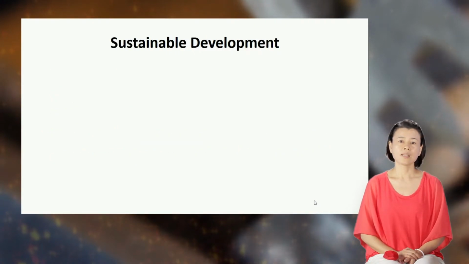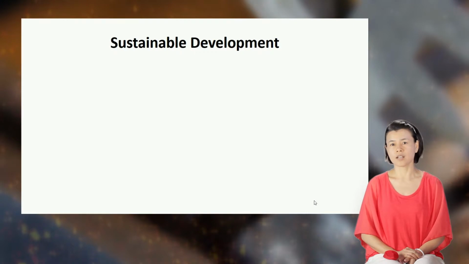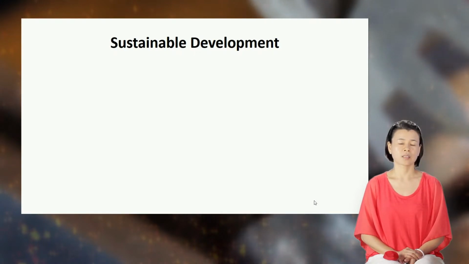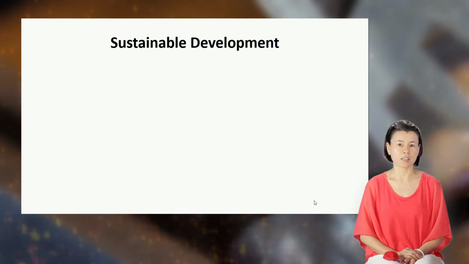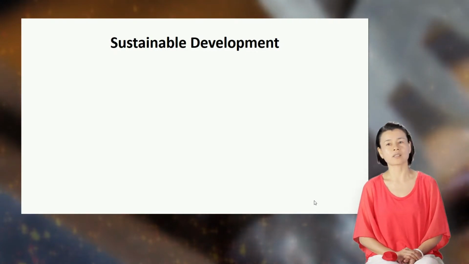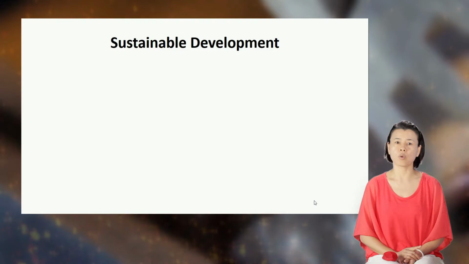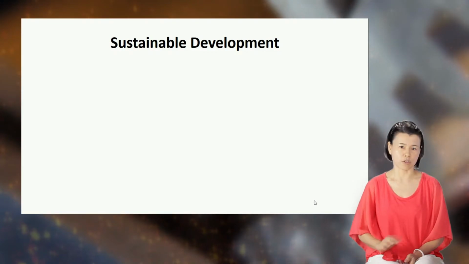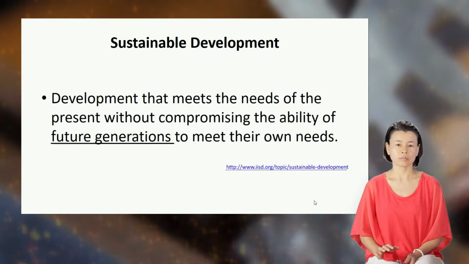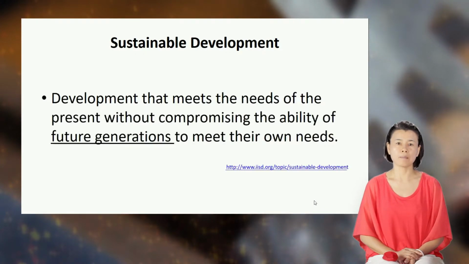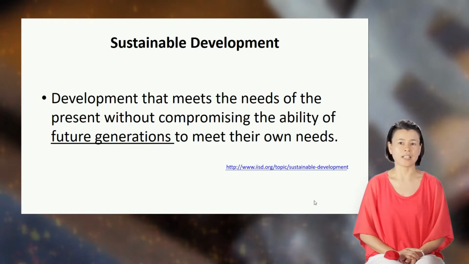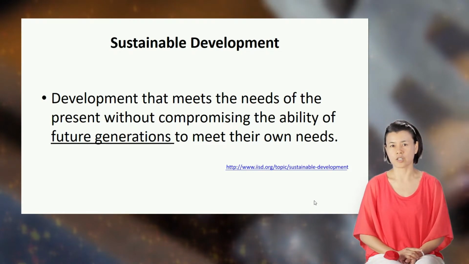Now, let's look at the topic of this section. What is sustainable development? Sustainable development has been defined in many ways, but the most frequently quoted definition is from Our Common Future. Development that meets the needs of the present without compromising the ability of future generations to meet their own needs.